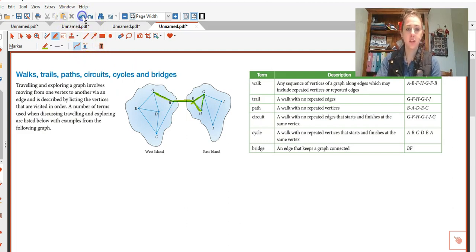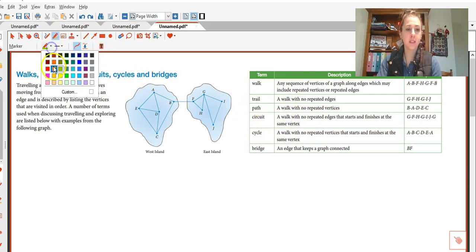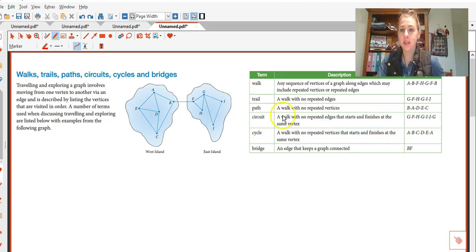Okay, so let's move on to the next one. Clear all that off, and let's look at a trail. So trail's the next one up, and that means that we've got no repeated edges. So we're not actually walking over the same path at all.